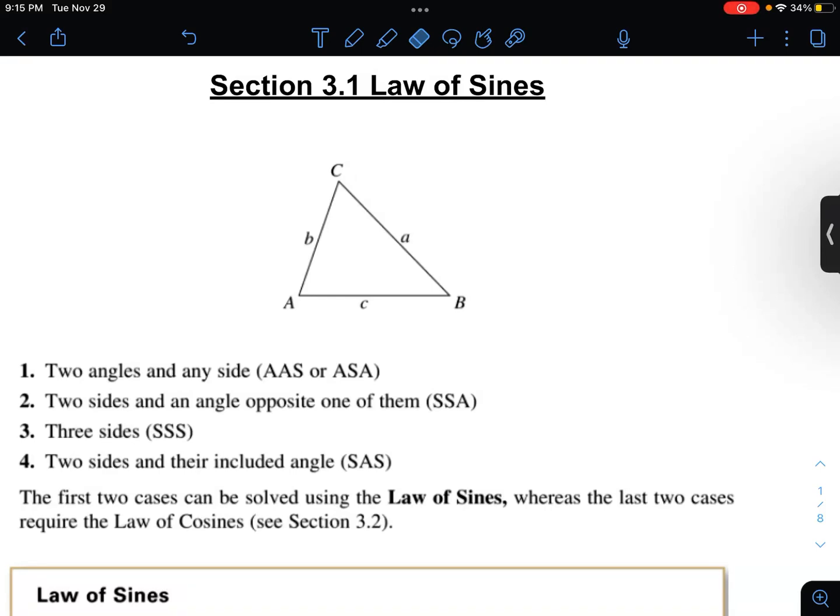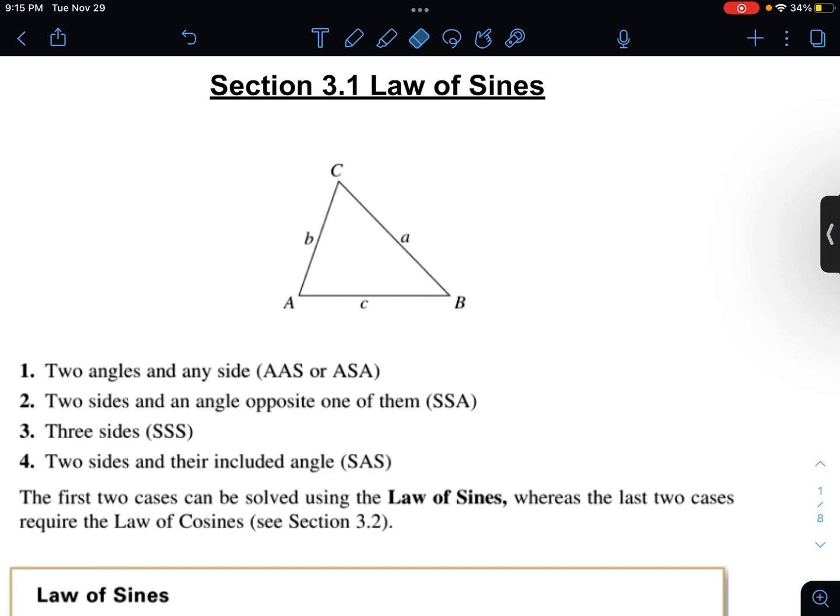Okay, in this video, we're going to look at section 3.1, the law of sines. Up until then, we've been able to solve triangles using theories about right triangles. But can we solve triangles when they are not right? And we're going to look at all the different angle relationships that we had from triangles.